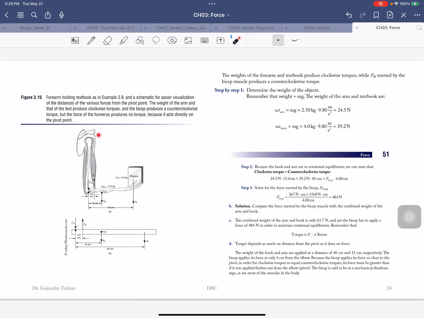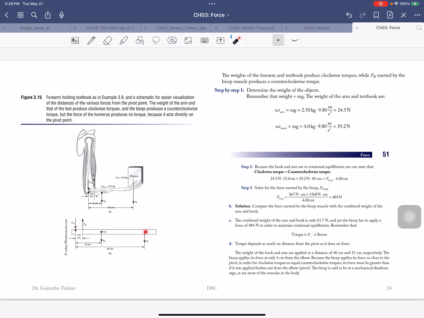For instance, here you're holding a physics book, and let's calculate the force that your biceps exert. Here's a free body diagram. This bone of your arm is denoted by that. There's the weight of the arm itself, the weight of the object you're lifting, and the force the bicep is exerting on the bone. And there's the pivot point. We're going to calculate the torques about this pivot point.